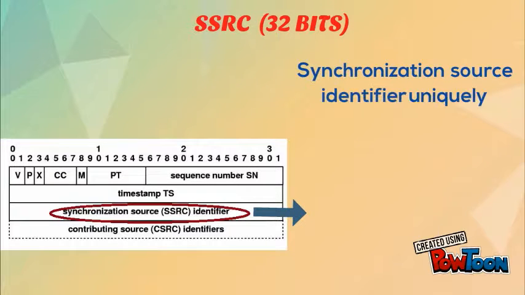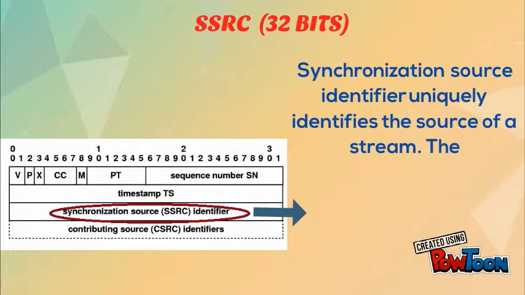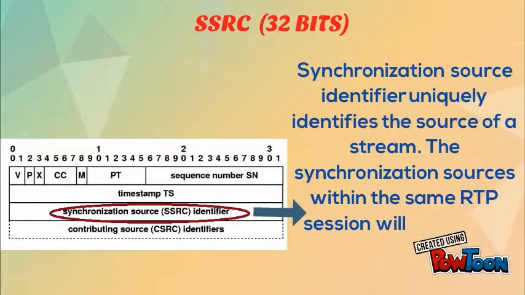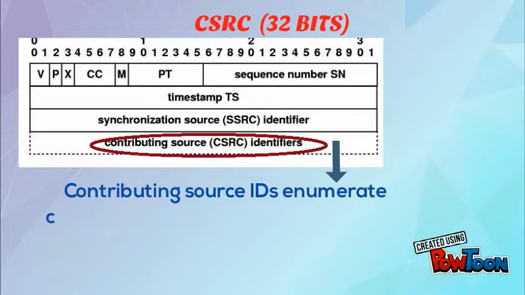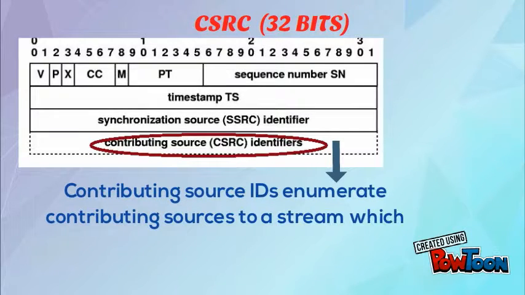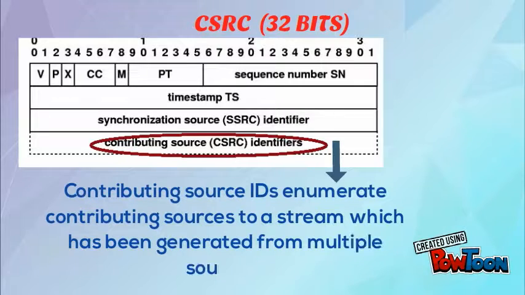The synchronization source identifier uniquely identifies the source of a stream. The synchronization sources within the same RTP session will be unique. The contributing source IDs enumerate contributing sources to a stream which has been generated from multiple sources.